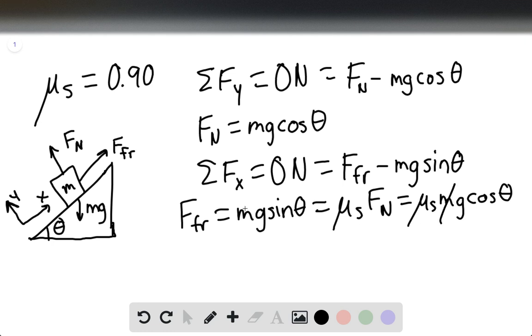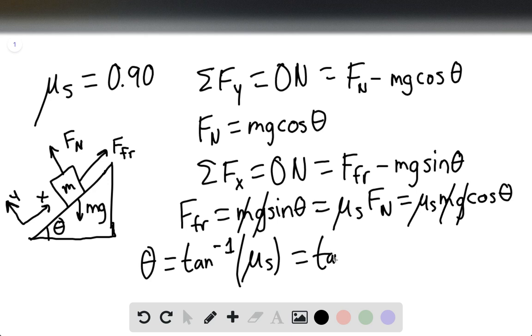The masses cancel out, the acceleration due to gravity cancels out, and we figure out that theta is simply going to be equal to arctan of the coefficient of static friction. So tan inverse of 0.90, and we have a maximum angle of 42 degrees.